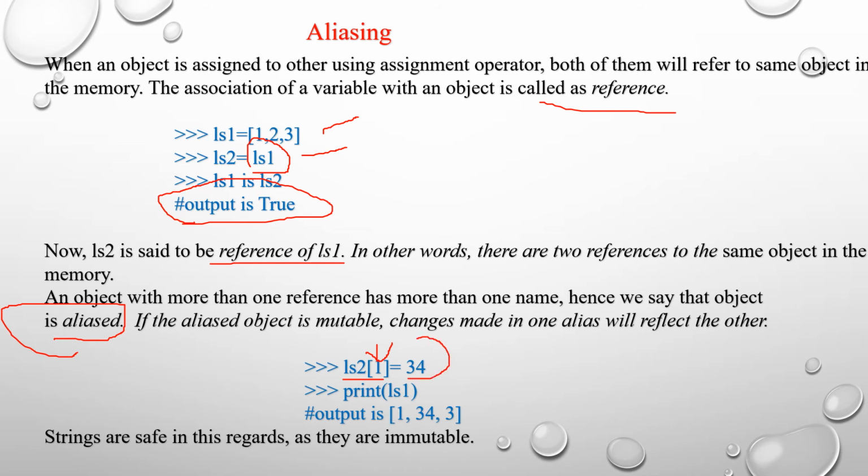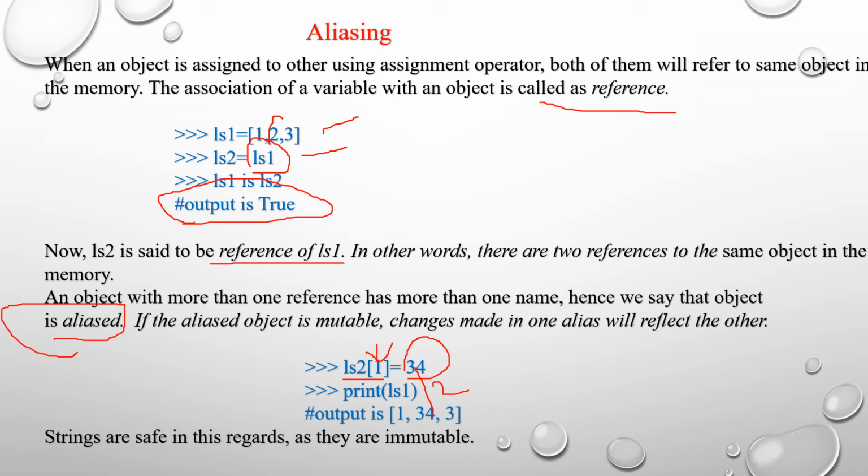We are going to modify the first indexing value with 34. Here the first indexing value is 2, so 2 we are going to modify with 34. If you print ls1, the Python interpreter will print 1, 34 and 3. So before, the first indexing value was 2, and we modified it with 34. The Python interpreter will print 1, 34 and 3. Strings are safe in this regard as they are immutable.